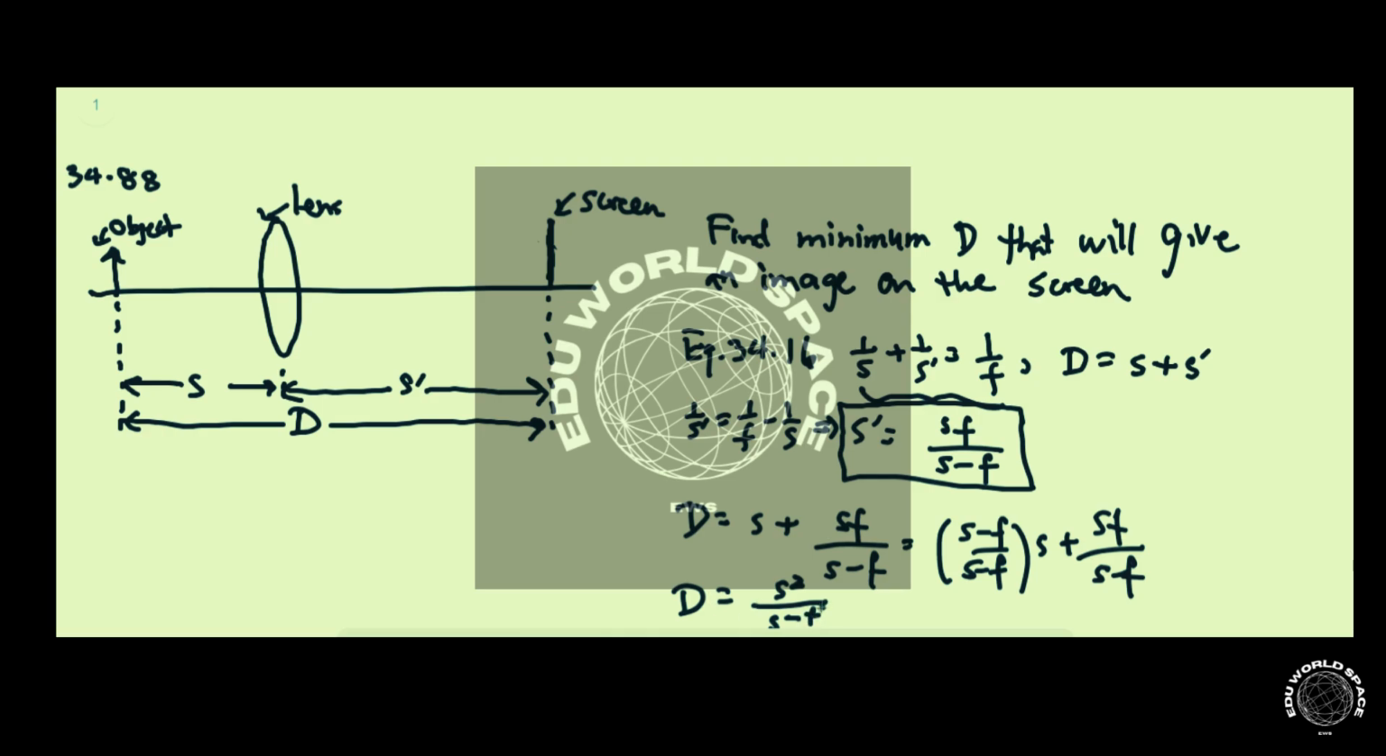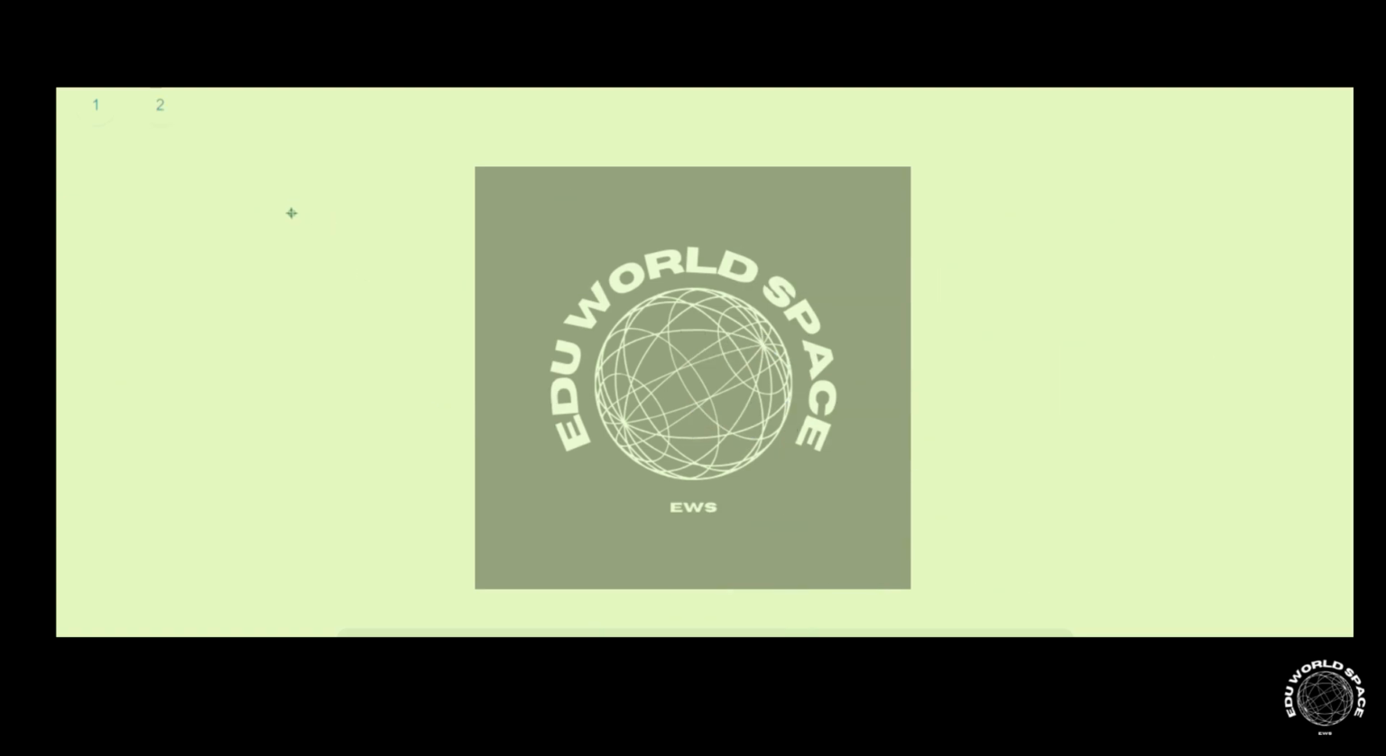And now I have d as a function of s. And so I can take a derivative with respect to s and set that equal to 0. So let's do that on the next page. In the way you find an extremum, either a minimum or maximum, in calculus, you take the first derivative and you set that equal to 0. So recall that we had d is s squared over s minus f. And now I'm going to take the derivative with respect to s and then set that equal to 0.